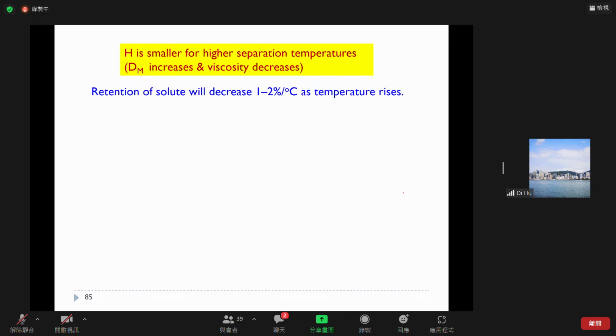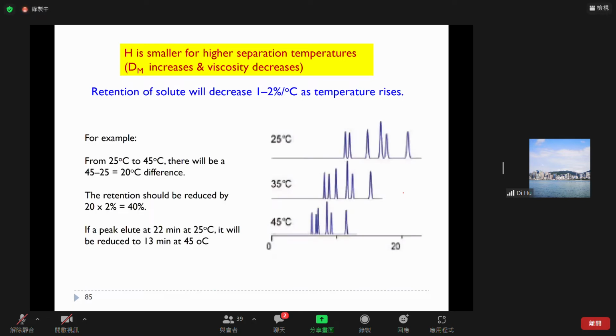And also, the plate height is smaller at a higher separation temperature, because when we increase the temperature, we get a larger diffusion coefficient and less viscosity. So that's why. And how does that influence the retention? You can see that when the temperature increases, the retention decreases. That means the K value will decrease by 1 to 2% per degree, so they elute faster.